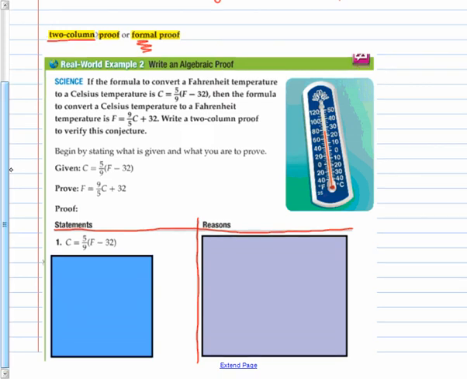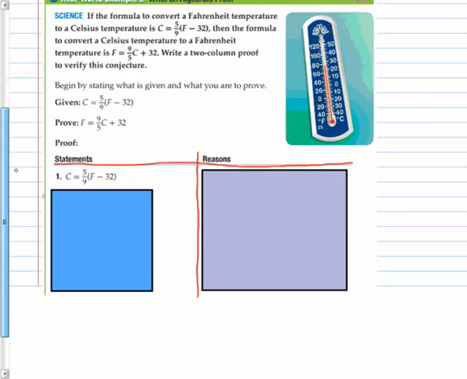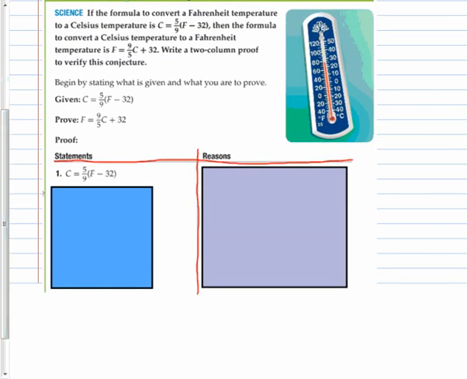They say if the formula to convert a Fahrenheit temperature to a Celsius temperature is C equals, there's the formula, then the formula to convert a Celsius temperature to a Fahrenheit temperature is F equals, and then they give us a formula. Write a two-column proof to verify this conjecture. So what are we given? We're given that, hey, this is true. And if that's true, they say prove this one is true as well, to go the other direction. So on any proof, we start with the given. So there, I have written it down.